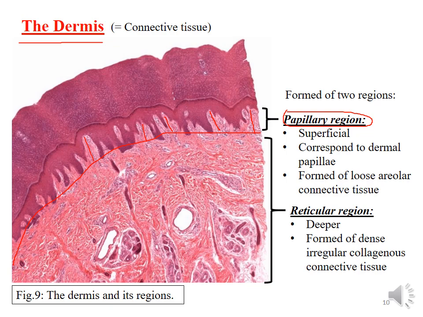Now, deeper to it, we have the reticular region. All the rest is the reticular region. This is the papillary, and all the rest is the reticular. This is the deeper part of the dermis. It is formed of dense, irregular collagenous connective tissue, and most of the other structures of the skin are found here, from the hair follicle to the glands, the arrector pili muscle, and to many sensory receptors.